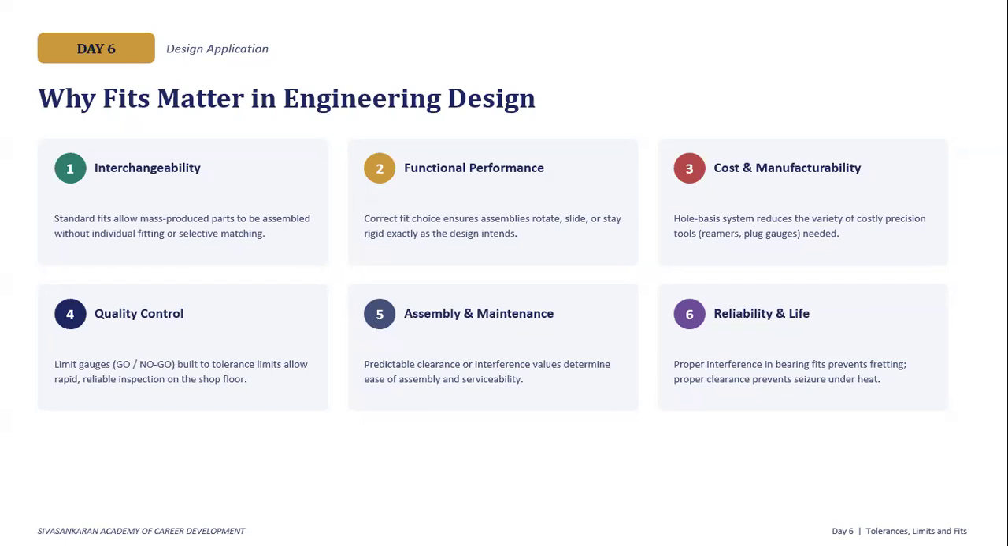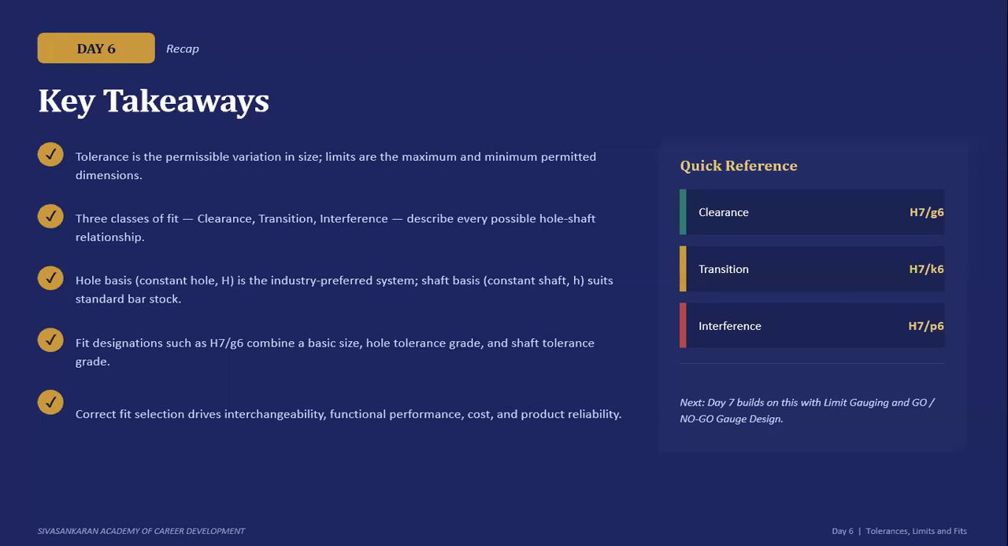Third, appropriate tolerance selection improves manufacturability and cost effectiveness. Fourth, tolerances support effective quality control through inspection methods such as go and no-go limit gauges. Finally, proper fit selection contributes to reliability, service life, and maintenance. Correct clearance can prevent seizure, while suitable interference can provide a rigid mating surface.